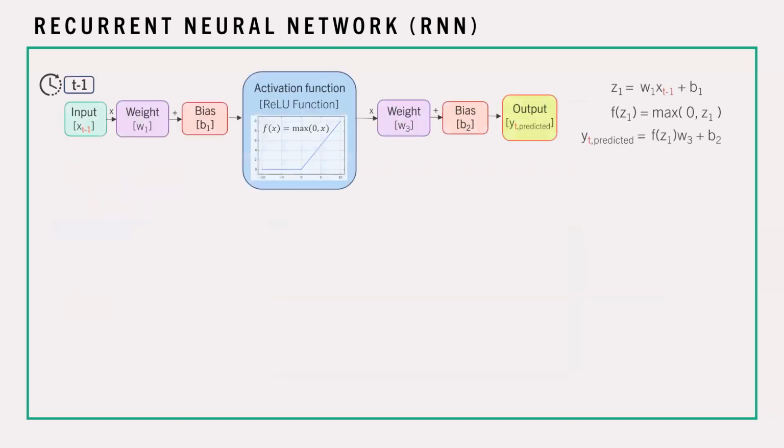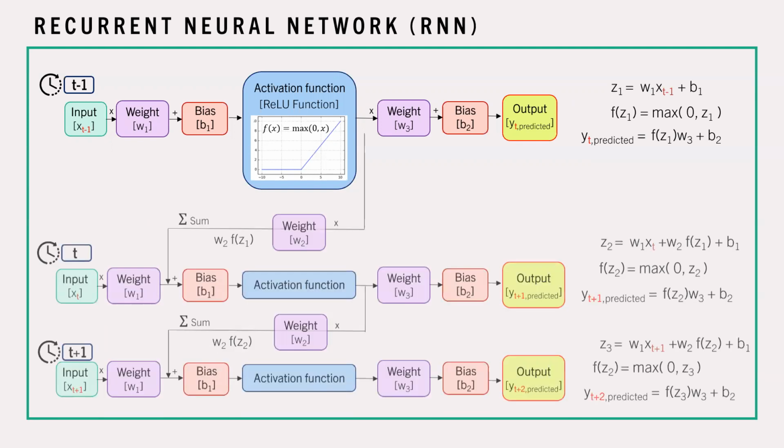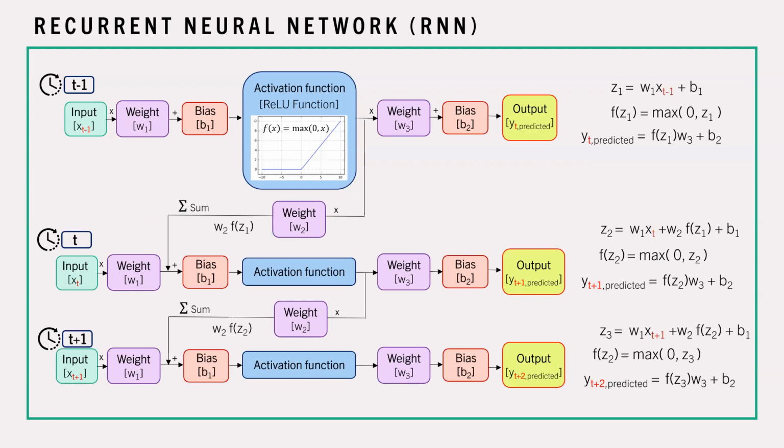Going into the calculation detail, we have sequential input. Let's say it is x(t-1) to x(t+1). The x(t-1) will undergo the weight, bias, and activation function, and then we will have an output, which is the predicted value of y(t). However, the data from the first hidden layer will also be used in the next time step, which is t, to generate the predicted value of the next time step. And likewise, it will go through this process for all the data points.